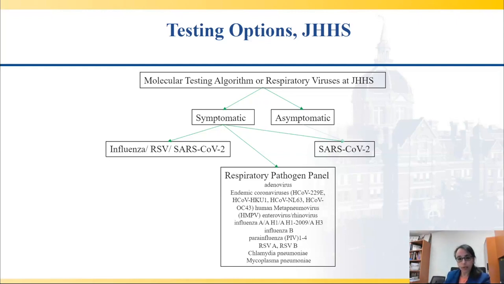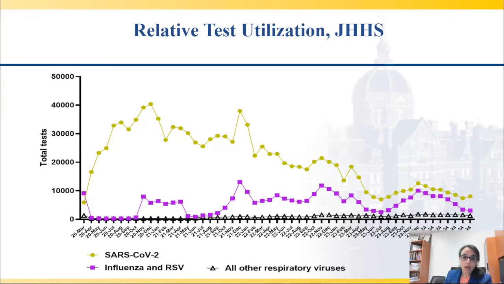Symptomatic testing is performed in our institution either as a single panel for SARS-CoV-2, or a smaller panel that adds influenza and RSV to SARS-CoV-2. We also use an extended panel that adds additional targets that include adenovirus, endemic coronaviruses, among others. So here is our testing volume for each size panel, and you can see the very large number of testing for SARS-CoV-2 that I just mentioned.